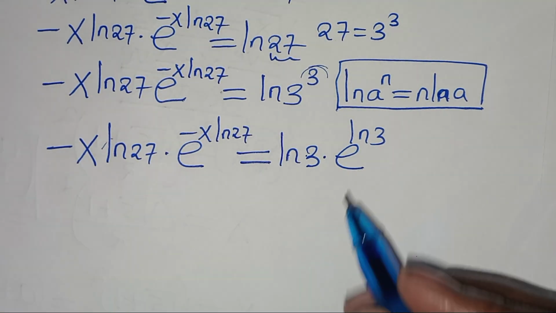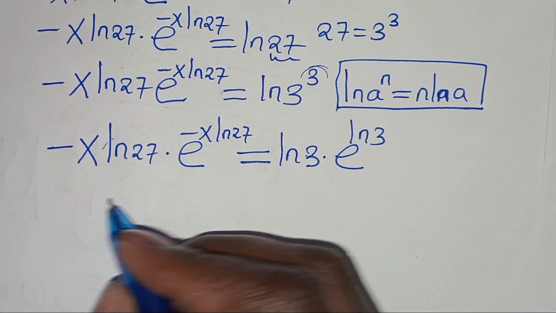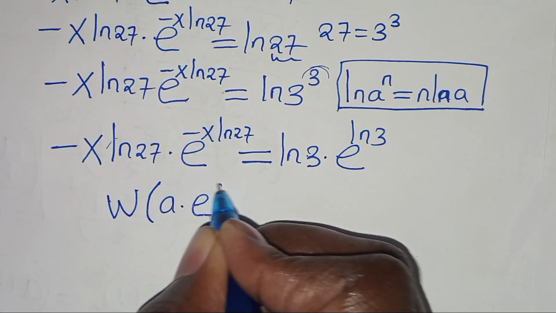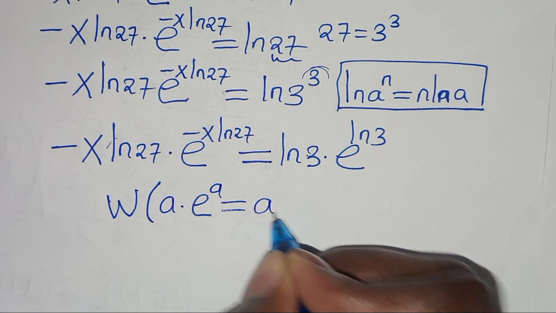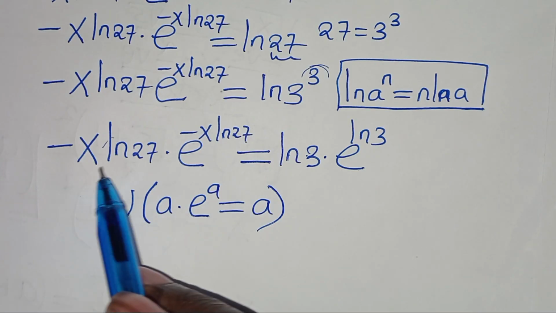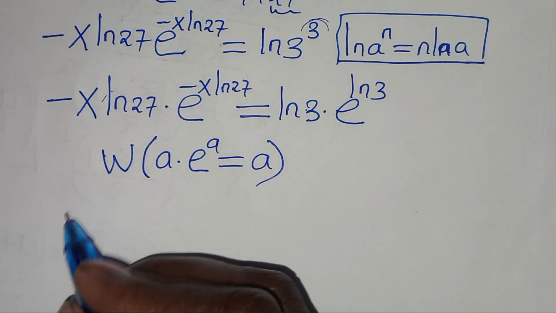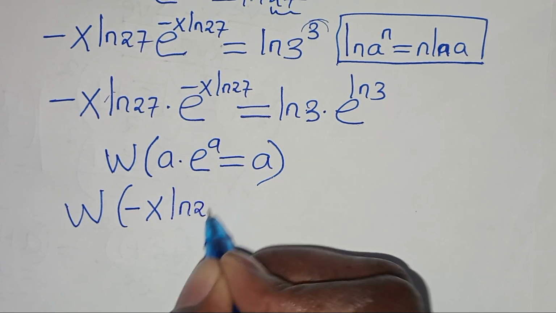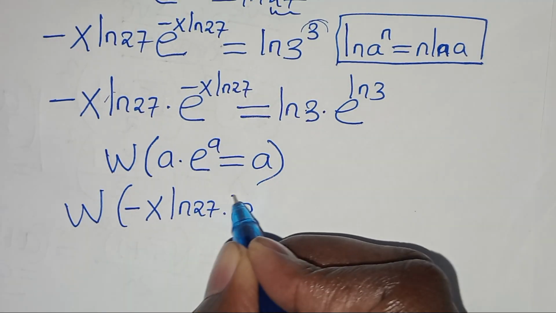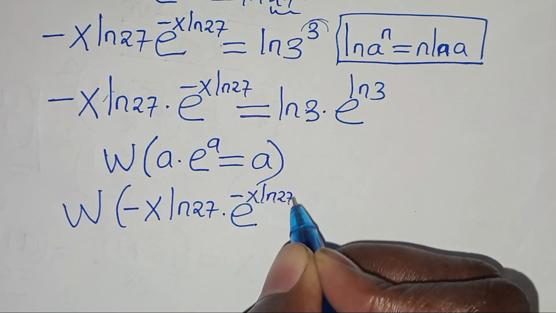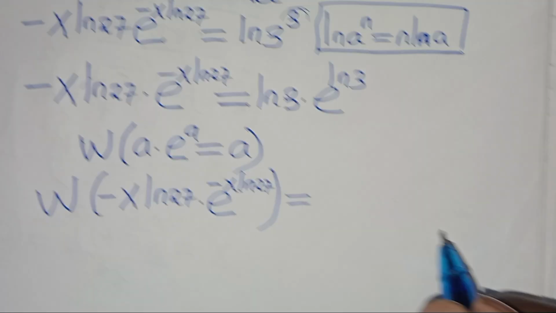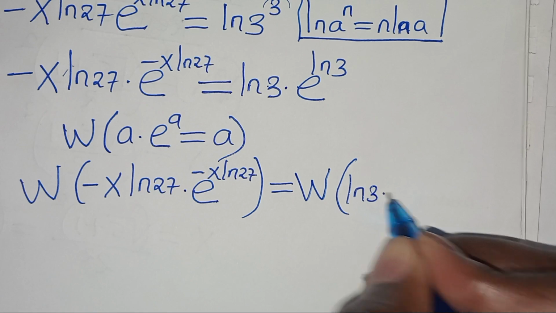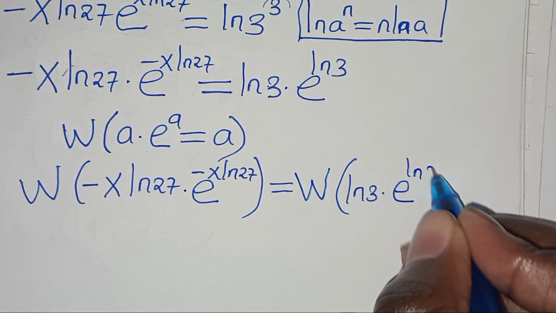So from here, let's introduce the Lambert W function. In this case, if you have the W function of a multiplied by e to the power of a, this is the same thing as a. So let's apply this W function on both sides, so that from here we have the W function of minus x ln of 27 multiplied by e to the power of minus x ln of 27, close the bracket. This is equal to the W function of ln of 3 multiplied by e to the power of ln of 3.